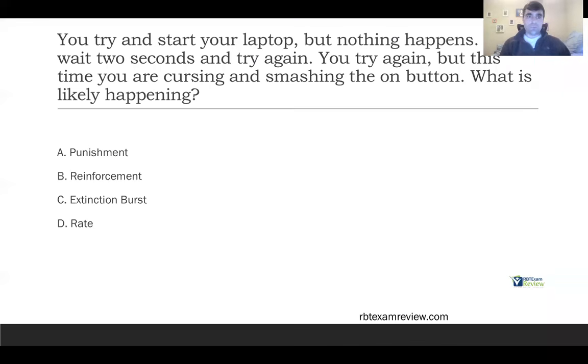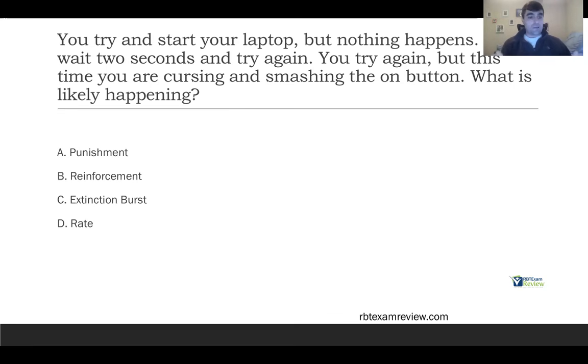Let's look at an example. You try and start your laptop. Nothing happens. You wait 2 seconds and try again. You try again, but this time you're cursing and smashing the on button. What is likely happening? So we've probably all been here. You're used to hitting the on button on your laptop or opening your laptop and it turns on. This time it doesn't.